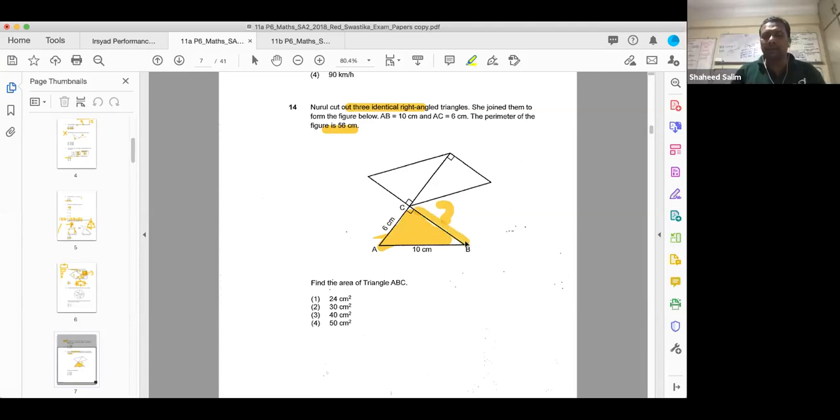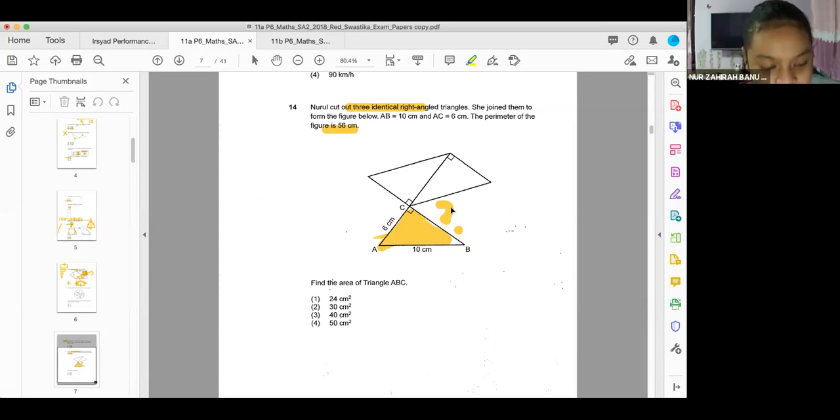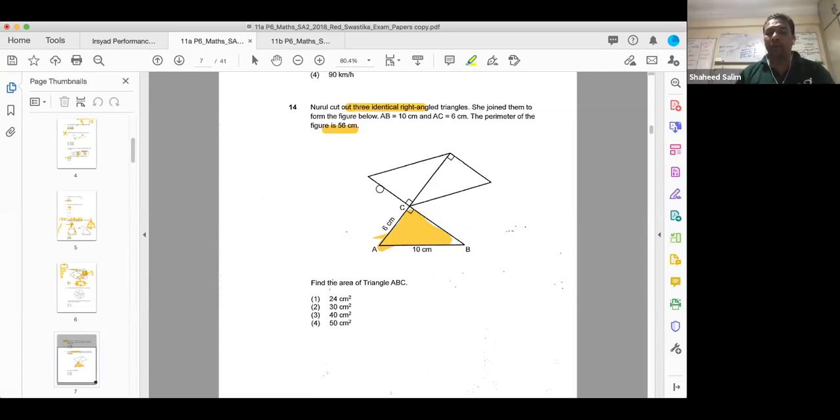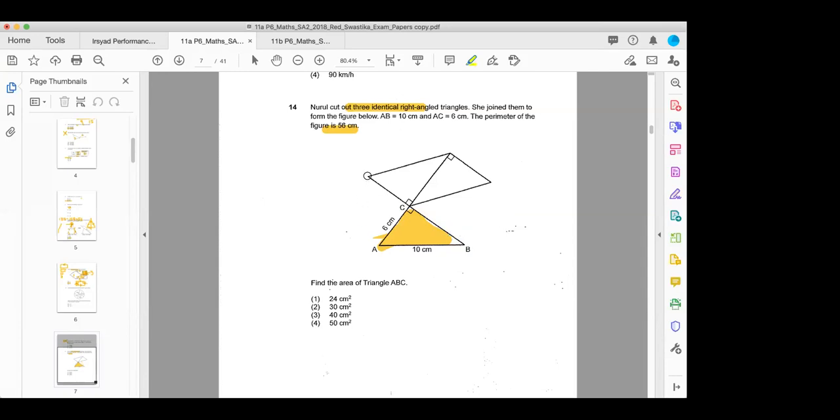What's the length here? If you don't find it, how are you going to find out the answer? You must find out how much this is first. Is it 5? How did you get 5? Okay, I'm going to label it. Number 1. Okay, Shafika is good.